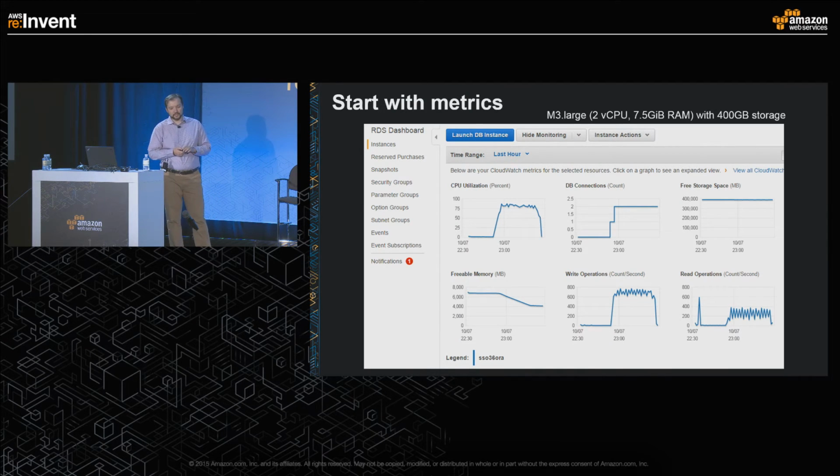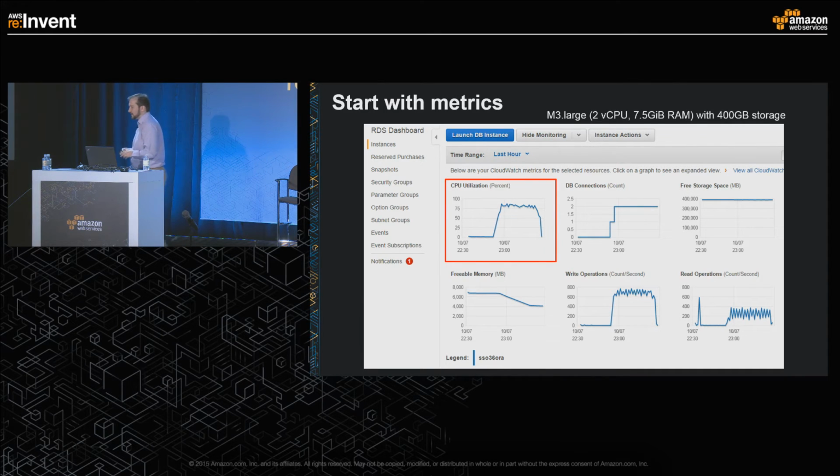My instance is an M3 large instance. It has 2 virtual CPUs and about 8 gigabytes of memory, and I have allocated about 400 gigabytes of space for storage. So the first thing I'm going to do when I want to improve the performance of my workload as well as my instance is look at the CPU statistics. As you can see, CPU is being hit pretty heavily here. The average consumption of CPU is about 80 to 85%.